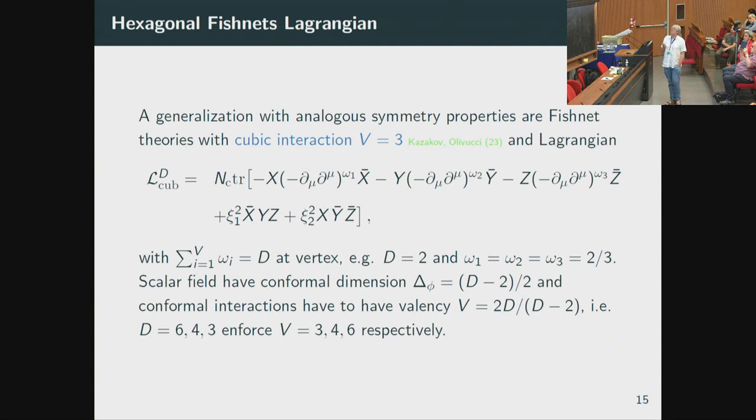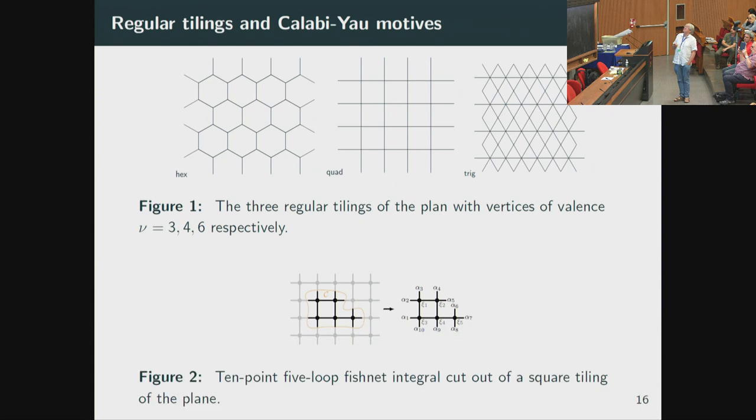I don't consider the 6 theory so much, because it turns out they are related to the 3 theory in a way. But now I want to get Calabi-Yau manifolds from a theory with three vertices, valence 3. And I put them all in a lattice. So these are the two cases I really discussed. This I will not so much discuss.